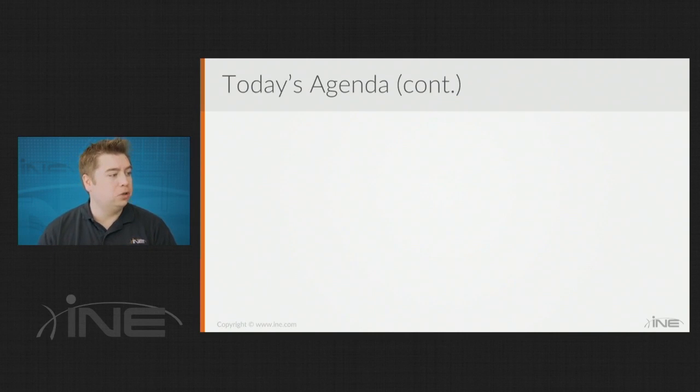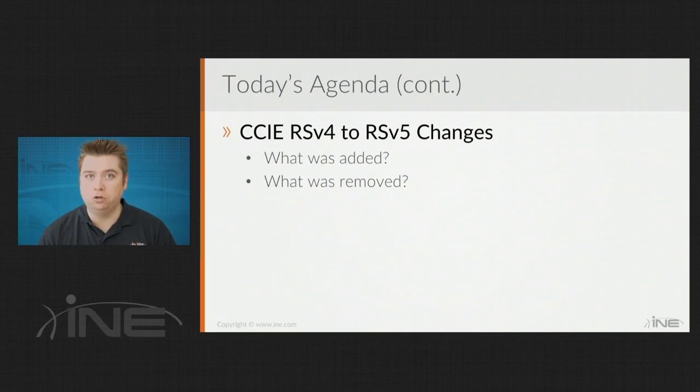We're then going to spend some time talking about what actually changed between the CCIE Routing and Switching version 4 blueprint and the version 5 blueprint, in terms of what topics were added, what topics were removed, and then how that is going to affect your preparation if you have already begun studying for the previous blueprint.